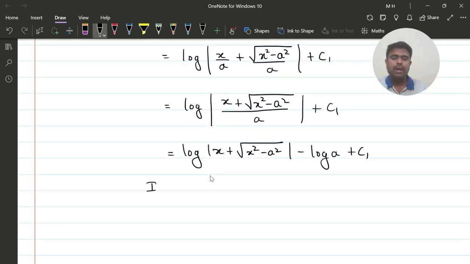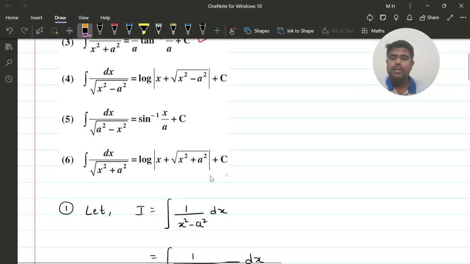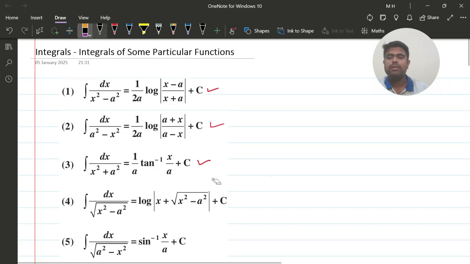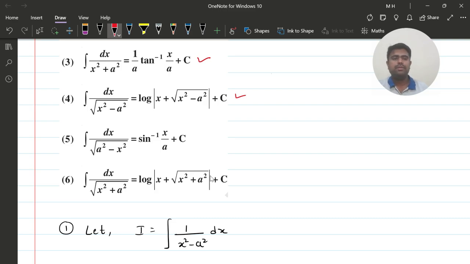So therefore I will get I equal to log mod x plus root of x square minus a square. Both of these constants together are constant, so I will call it some other constant c. So this is going to be the integral I. Fine. I think that is what they had asked us to prove. Fine, we have done this. Okay, let us go to the next question, that is the fifth one.